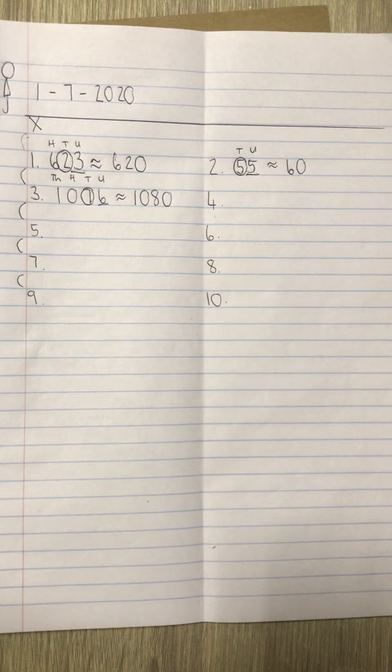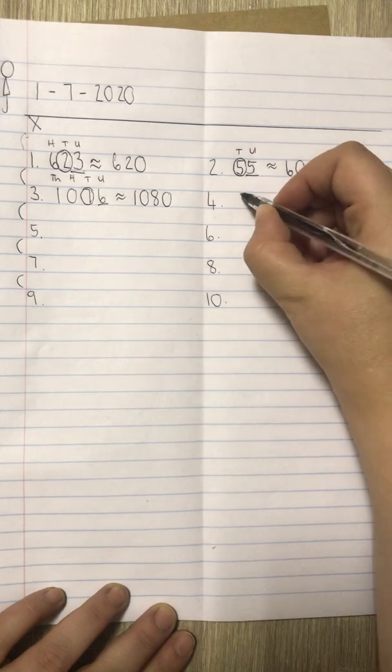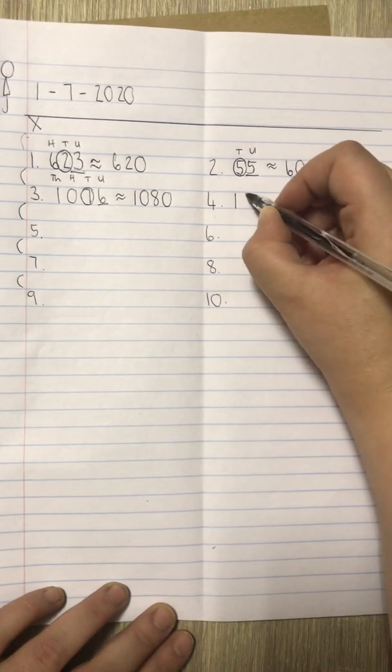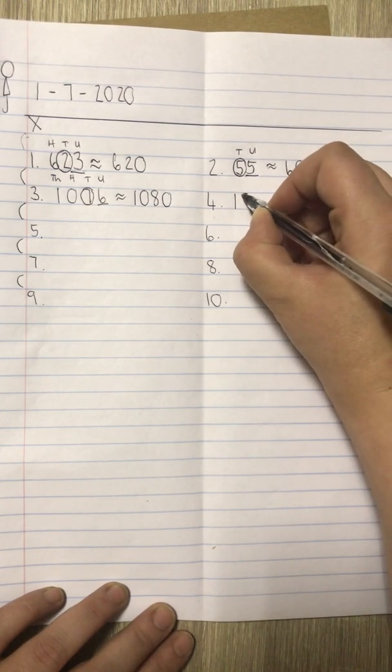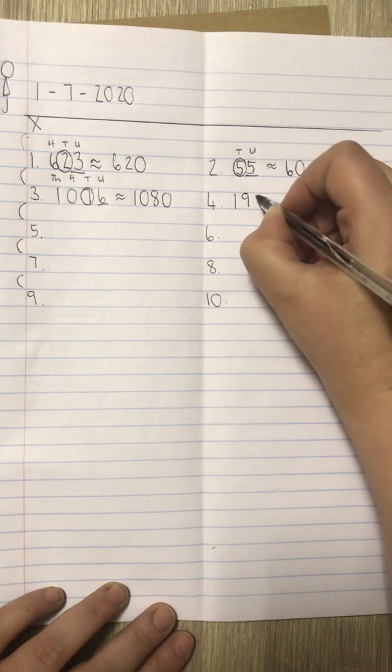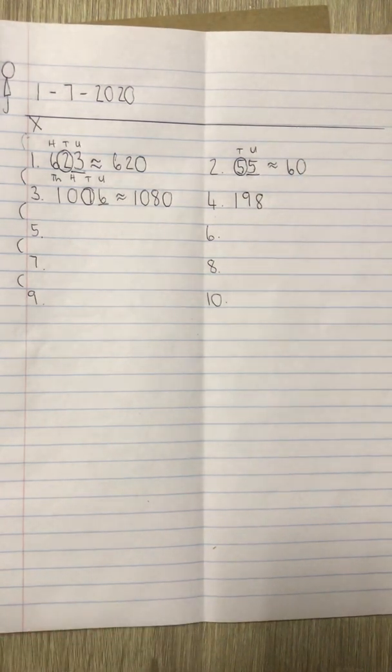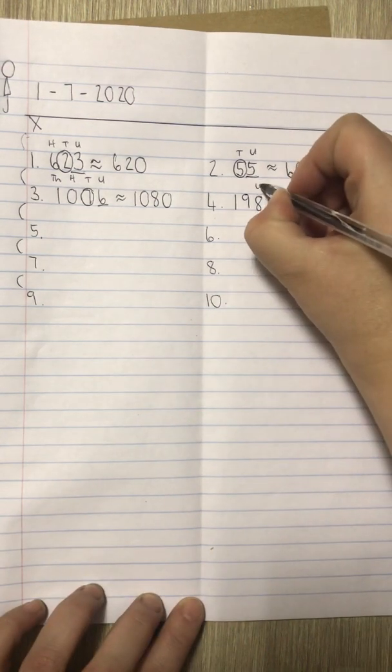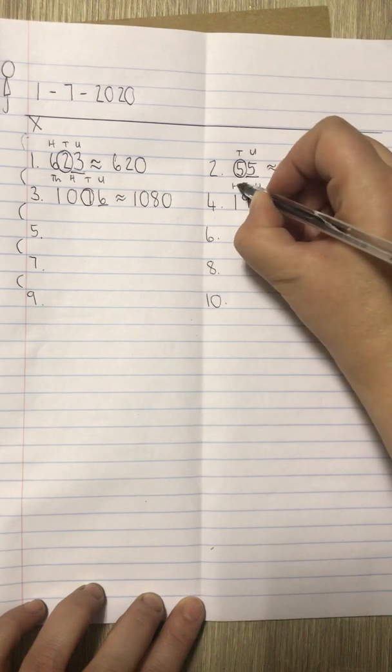All right, number 4. Let's try something new. Write 198. Now I put them in my houses, units, tens, hundreds.